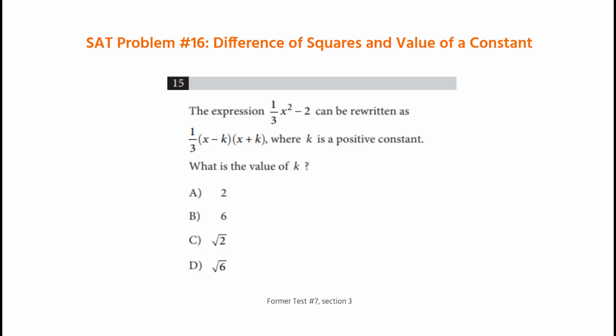So we'll start by writing this out. We are given 1/3 x squared minus 2, and that can be rewritten as 1/3 times (x minus k) times (x plus k). We have to find the value of k that makes these two equal to each other, so we can set them equal and solve. But the first really keen insight that will make this a lot easier is to realize what the pattern is here.